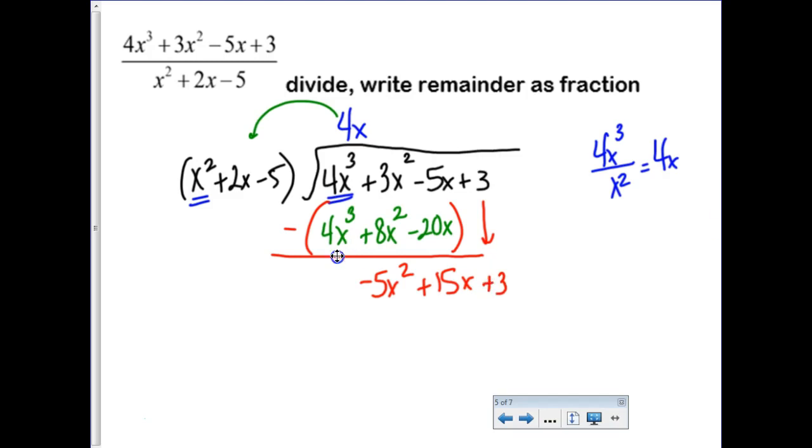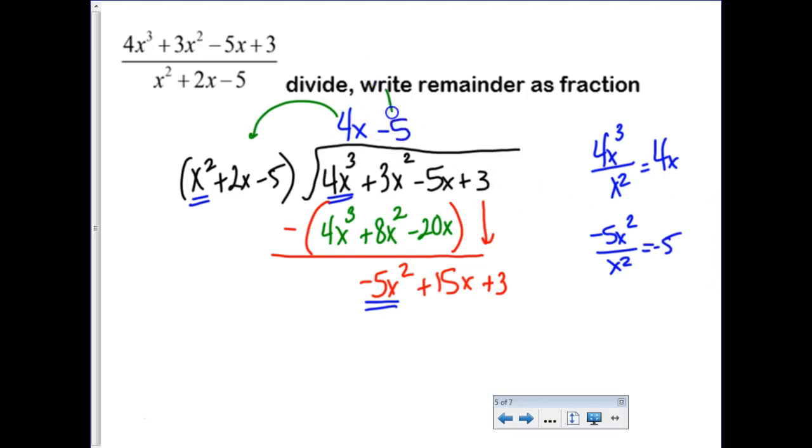And then you start all over again with this new problem. So negative 5x squared now is being divided by x squared, and you get a negative 5. This is going to be our last step in long division. That's what's nice about having a large divisor, is you don't really have to do much work.